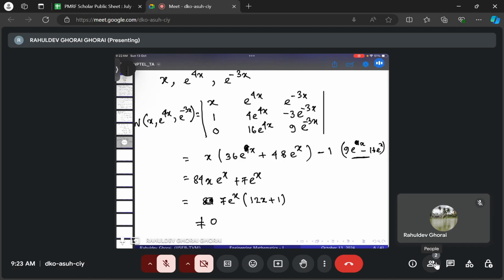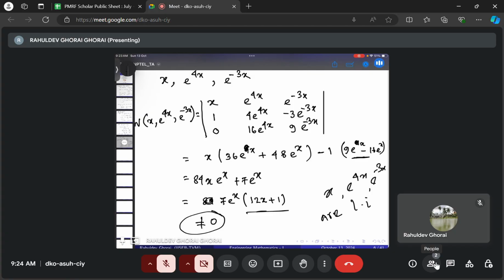If it is 0 at only one point, that is not a problem. If it is 0, it has to be 0 for all x. So that's why we can say that this function is a non-zero function. What is a non-zero function? The function which does not take 0 values for all the input. That is what is happening here, it is not taking 0 values for all x. So we can say that x e to the power 4x and e to the power minus 3x are linearly independent.